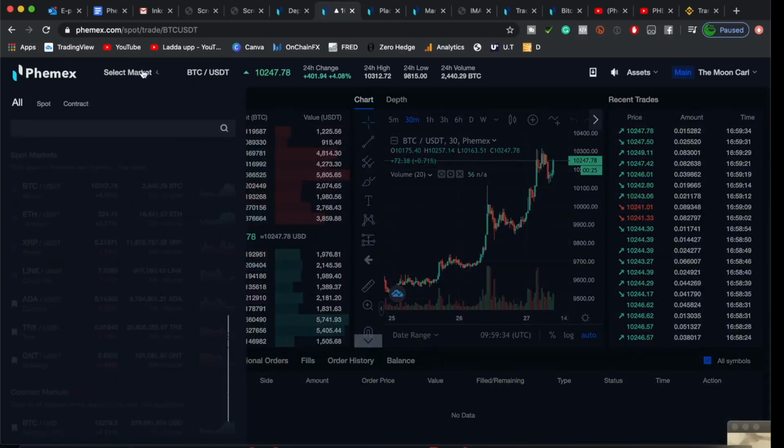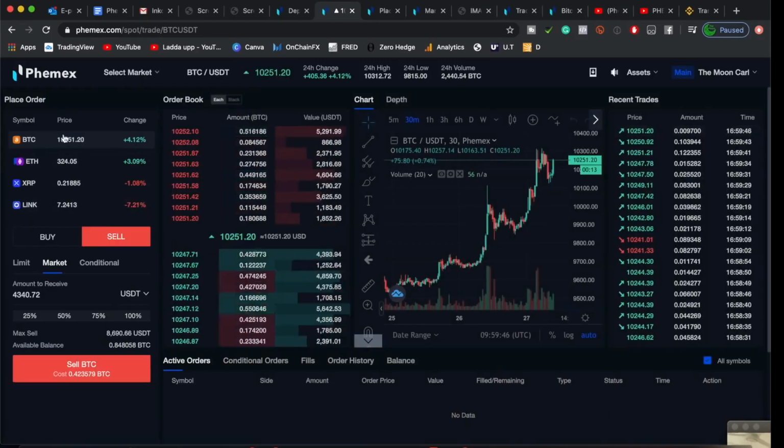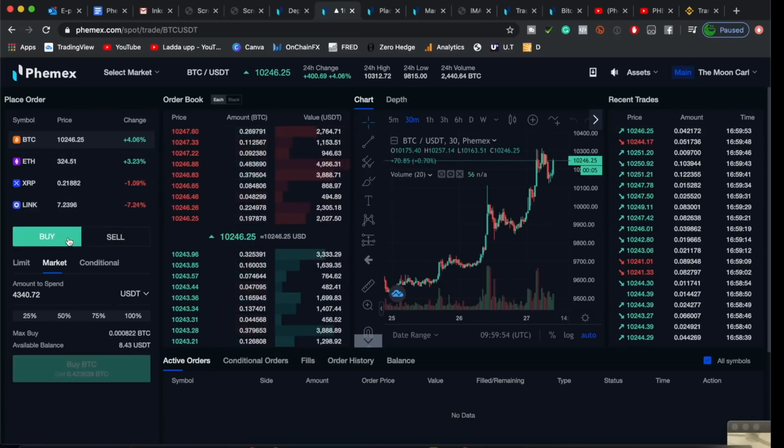And if you go up here, you can select different markets. Now we're going to take a look at the spot markets, and we're going to trade with 0 fees because we are using the premium membership. Now, here you have the different markets. You have Bitcoin, Ethereum, XRP, and Chainlink. And let's say we want to trade Bitcoin right now on spot. Well, you can buy and sell.